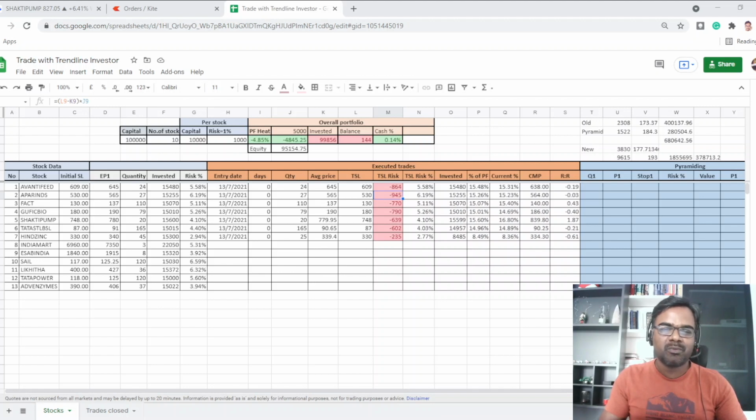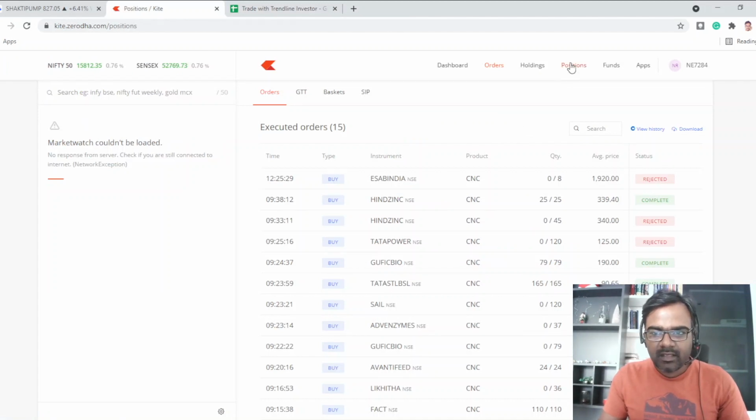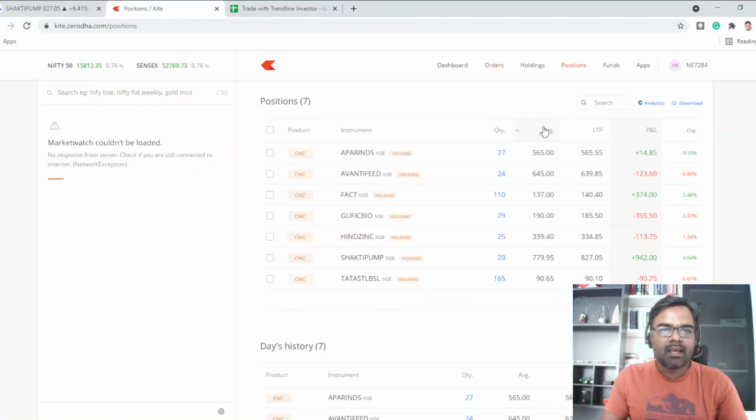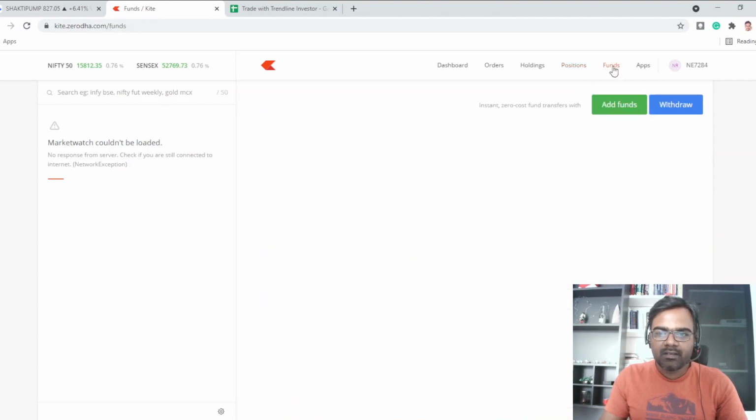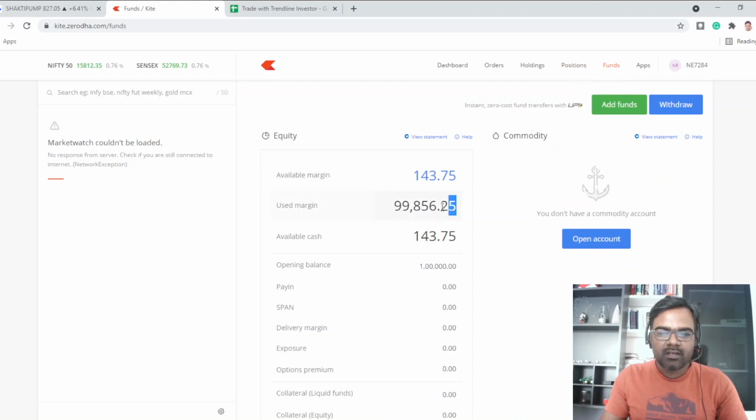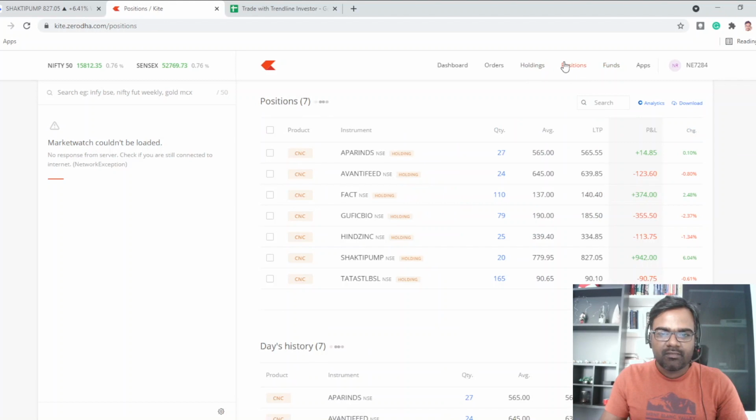So let's jump into the first part. We'll be looking at the Zerodha trades first. I'm going to the Zerodha demat account, and I'm going to show you the positions that we had today. Right, so we currently have 7 positions, and we have completely exhausted our money as per the plan yesterday. I've invested 99,856 rupees completely. I have just a balance of 143 rupees left right now.